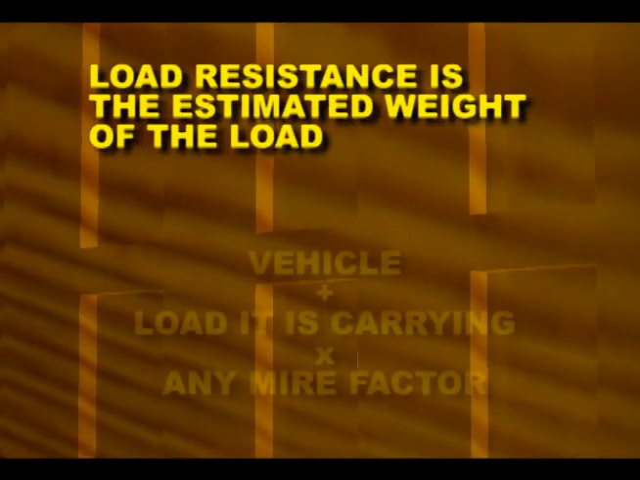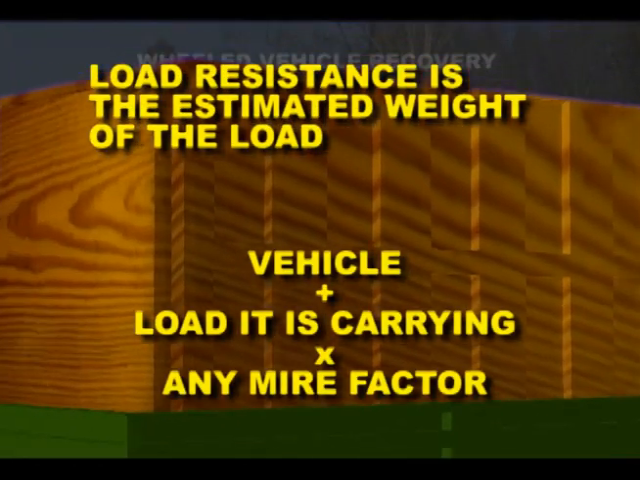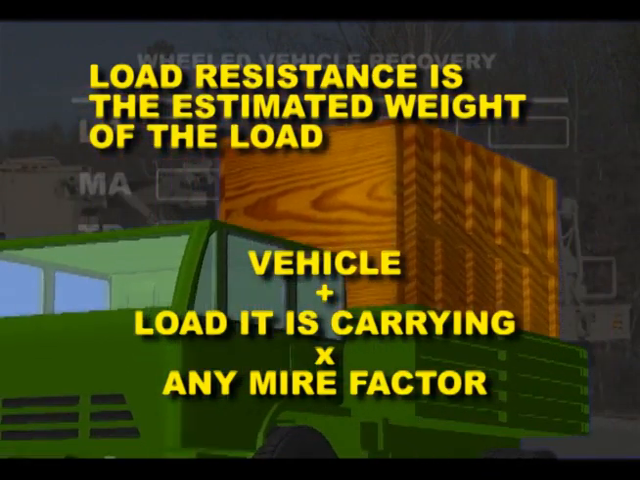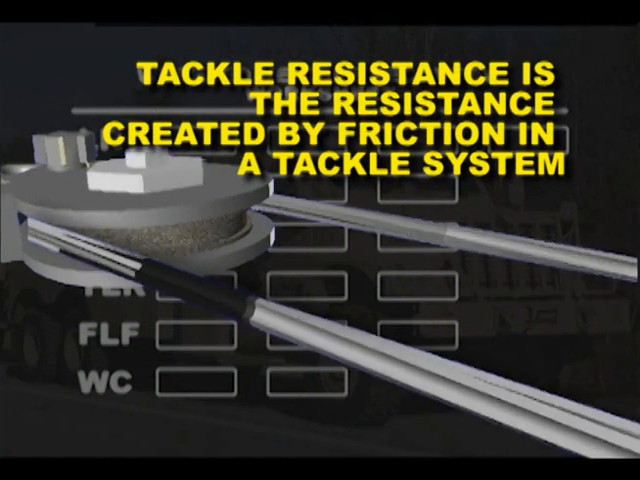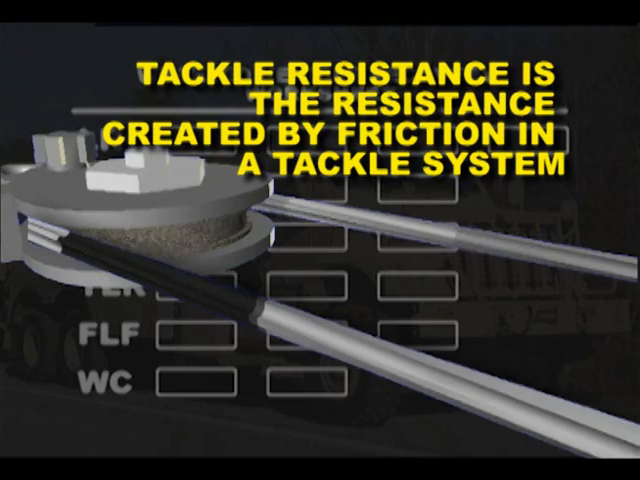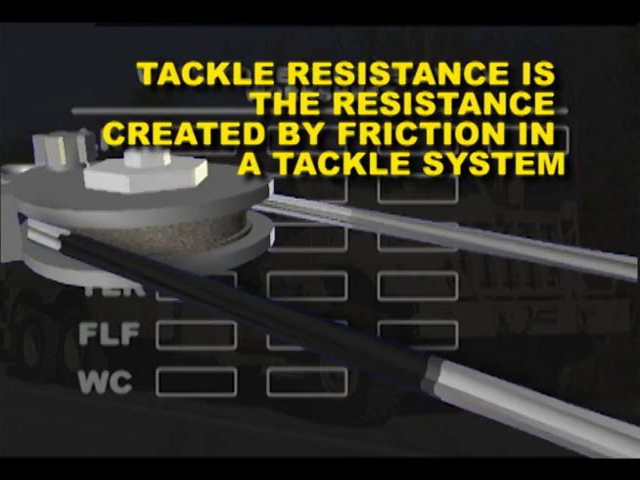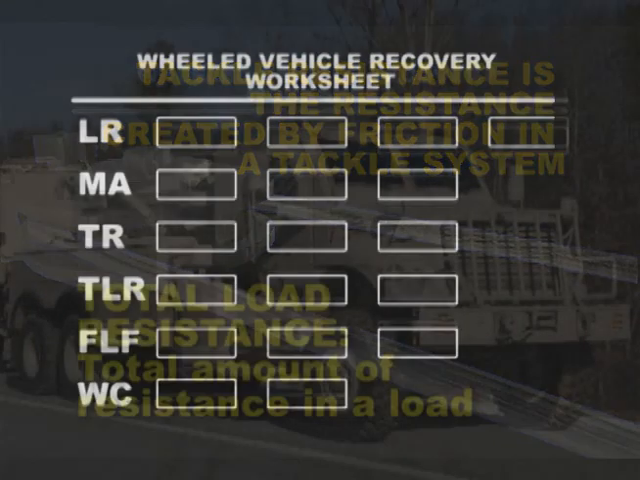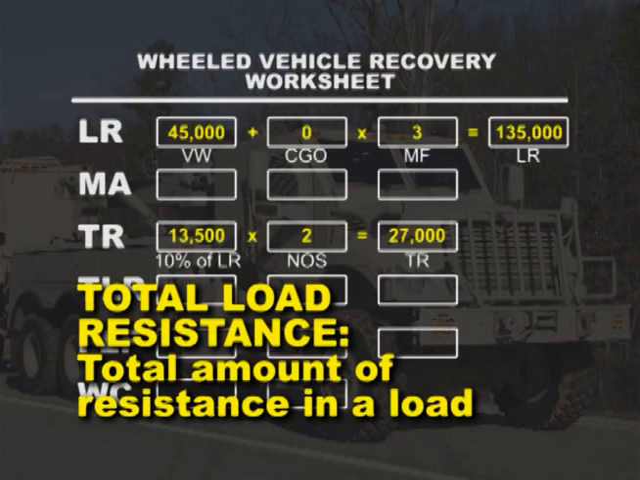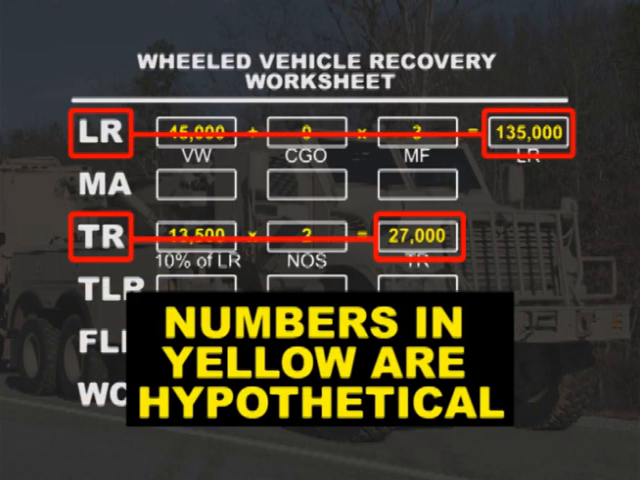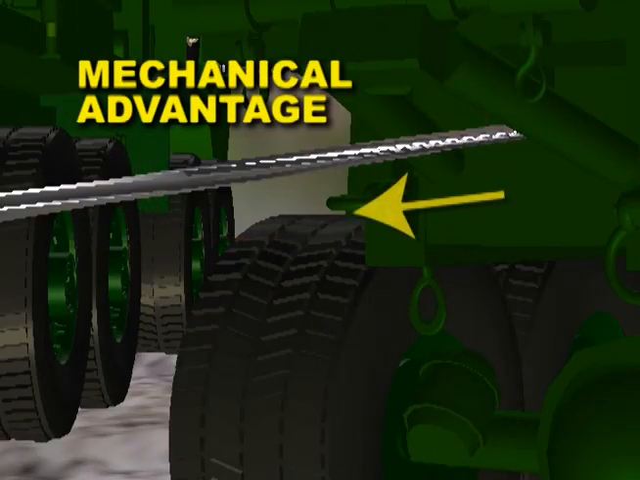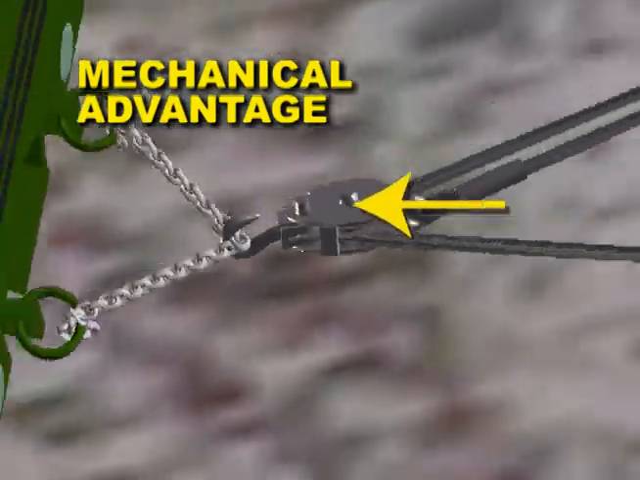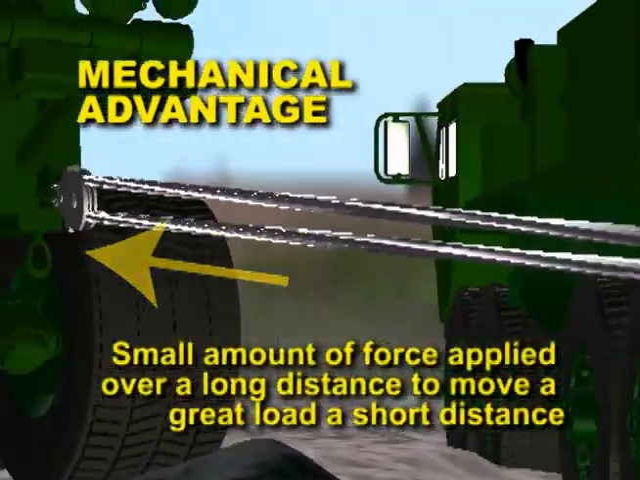Load resistance is the estimated weight of the load. Tackle resistance is the resistance created by friction in a tackle system. Total load resistance is the total amount of resistance in a load. It's calculated by adding the load resistance and the tackle resistance. Mechanical advantage is a small amount of force applied over a long distance to move a heavy load a short distance.